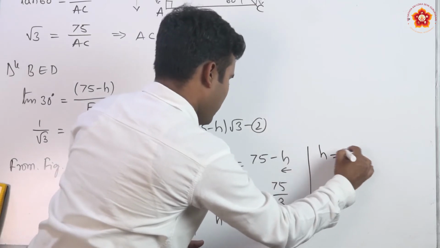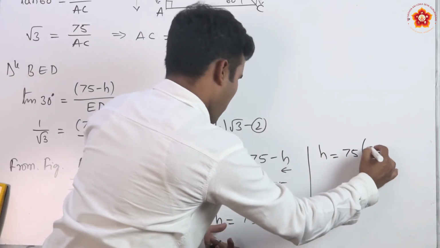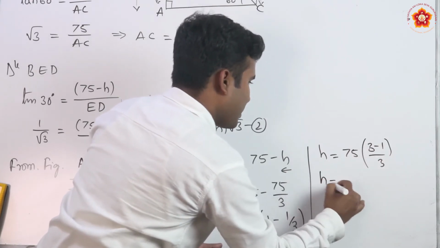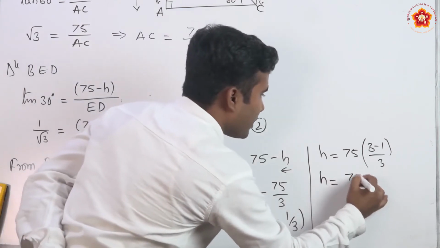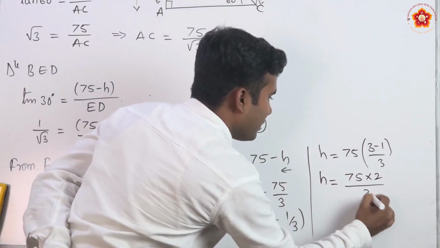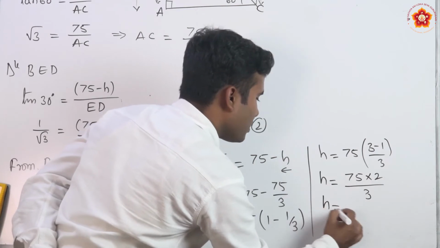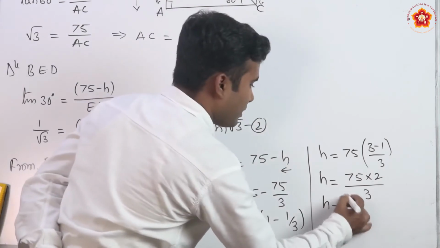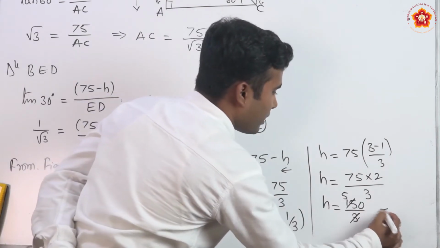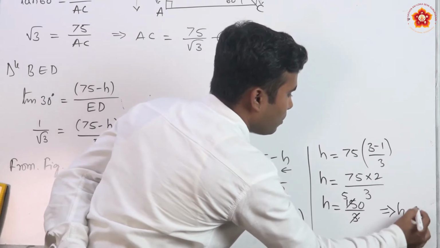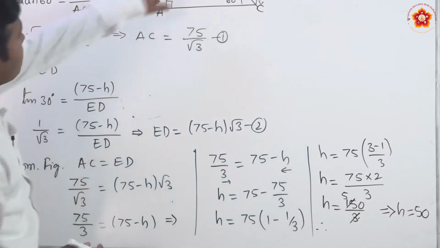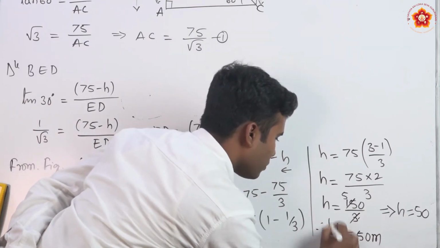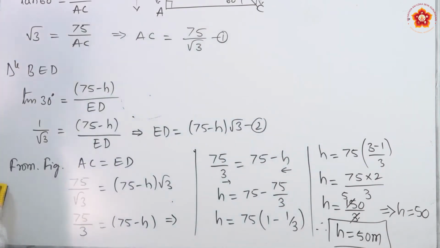So, you can continue. H is equal to 75 into 3 minus 1 divided by 3. So, h is equal to 75 into 2 divided by 3. 75 into 2 is how much? 150 divided by 3. So, 3 fives are 15, 3 ones are 3, 50. So, h is equal to 50. Therefore, the height of the pole is h equal to 50 meter. This is what we need to find in this problem.